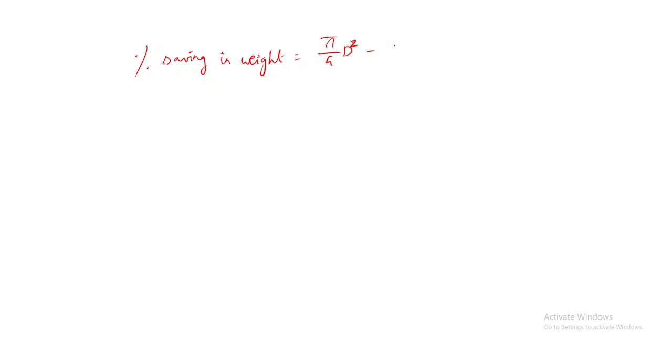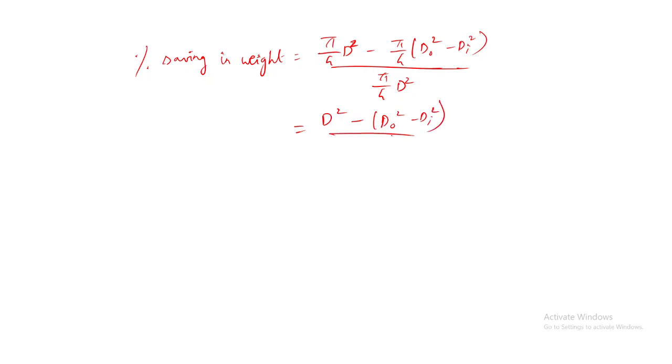Pi by 4 d square minus pi by 4 into d naught square minus di square, divided by pi by 4 d square. Okay. So all the pi by 4s will get cancelled. So it will come to d square minus d naught square minus di square, divided by d square. So directly you can substitute the answer here.